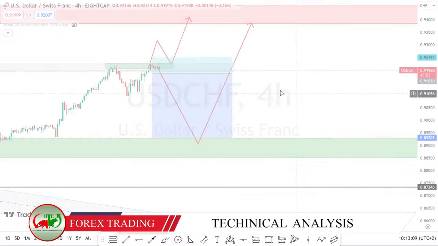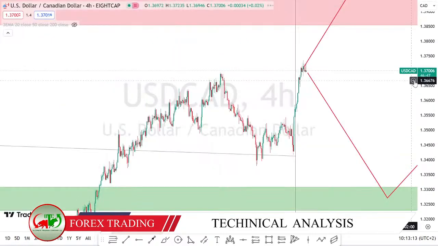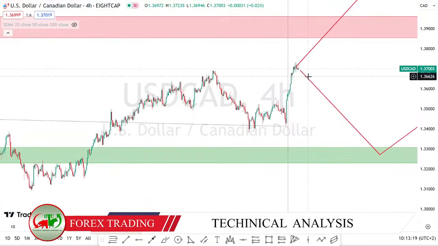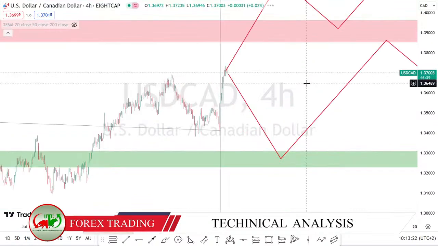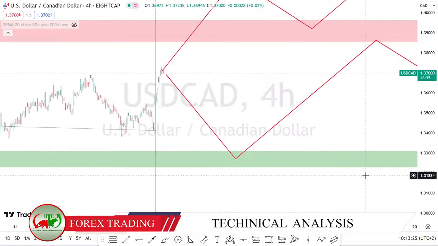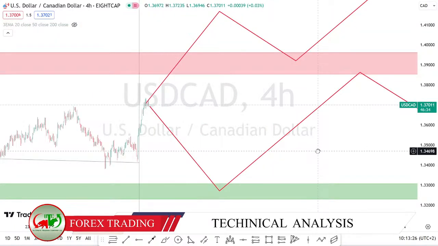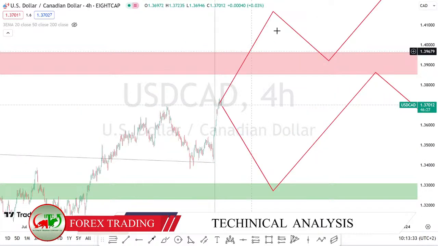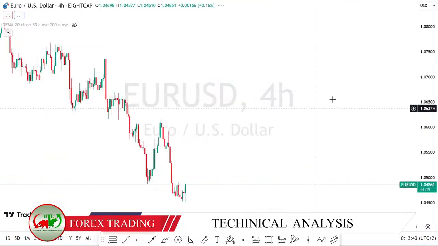For USD/CAD also, we told you yesterday that it is very, very far away from value, and the bias is very much the same. We are waiting to buy it at this support around 1.33. If it does not happen, we're going to wait until the price breaks and crosses above this 1.39 resistance, and we can trade the break and retest strategy. That's how we are going to trade USD/CAD.